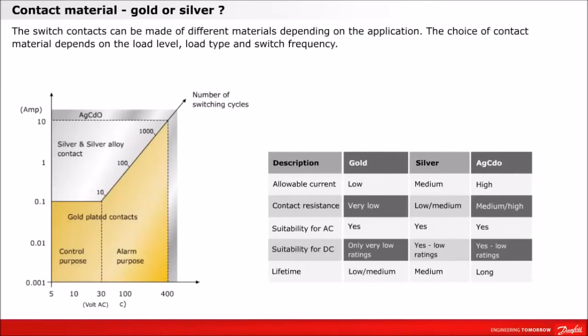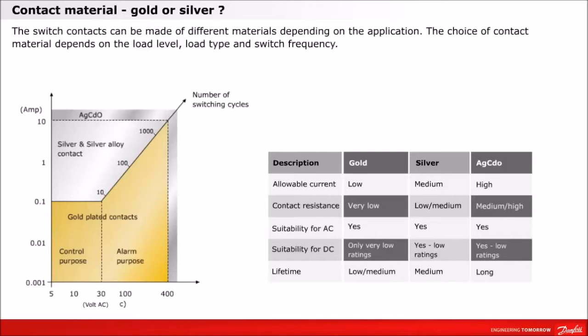The switch contacts can be made of different materials depending on the application. The choice of contact material depends on the load level, load type, and switch frequency. The diagram shows the recommended contact material in relation to voltage and current load. The arrow pointing up and to the right indicates the number of switching cycles. In control applications, there are typically high switching frequencies.